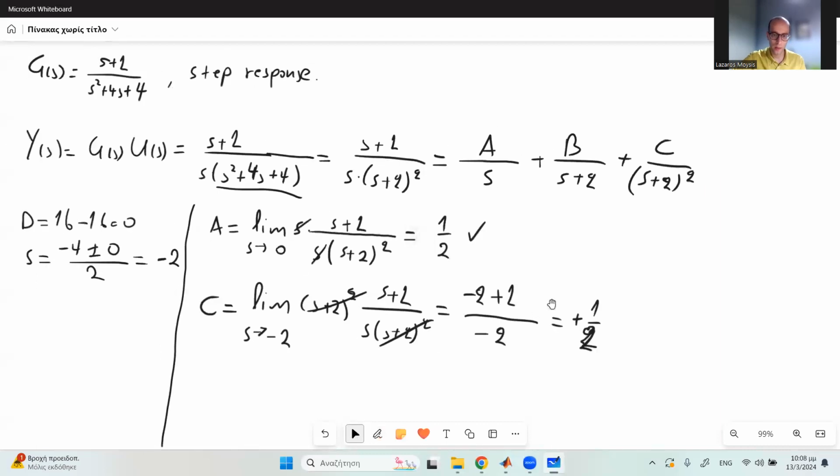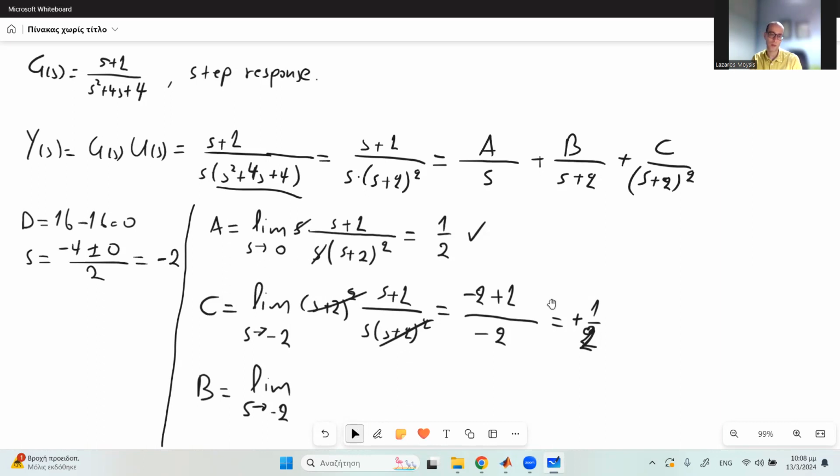And then we need to compute beta. Now, beta has a much different formula. It is actually the limit, again, as s goes to -2 of what thing? Now, we are going to use the previous factor, C.